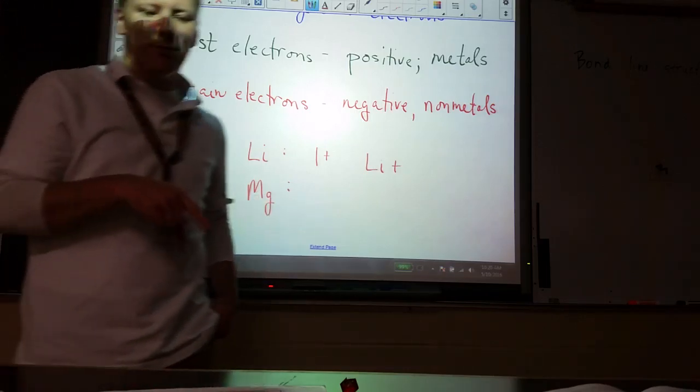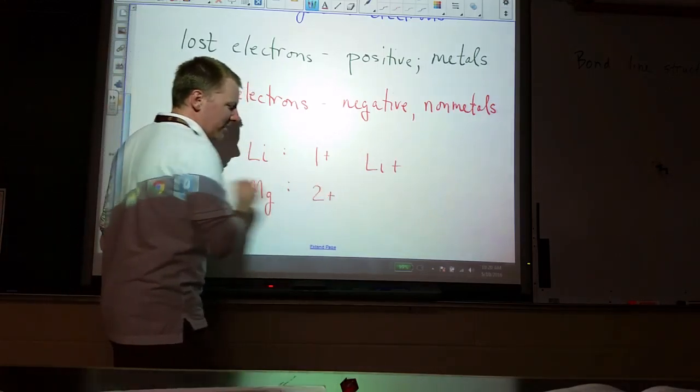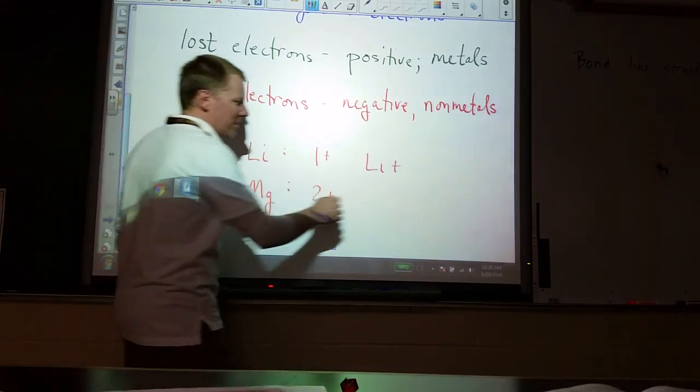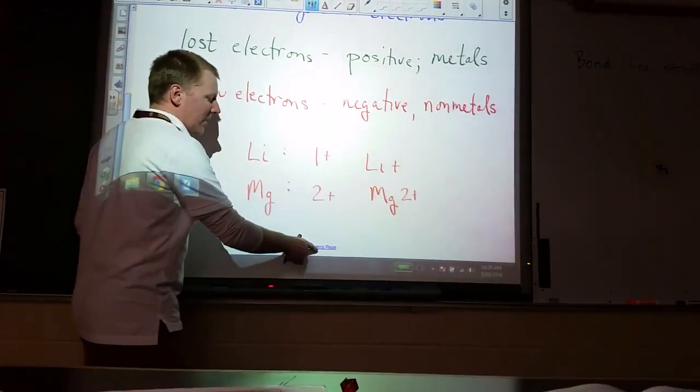Magnesium, we said, that's in column 2. It would give up both of its electrons in that outer shell, get a charge of 2+, and that would be Mg 2+. And we don't do a plus.